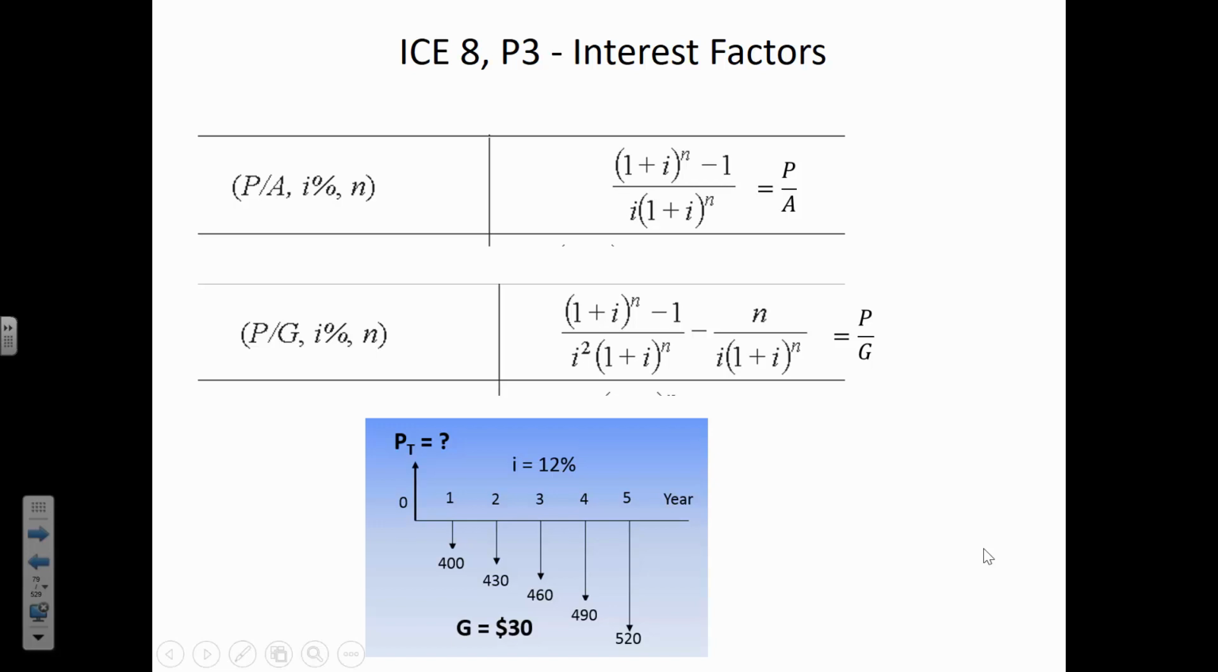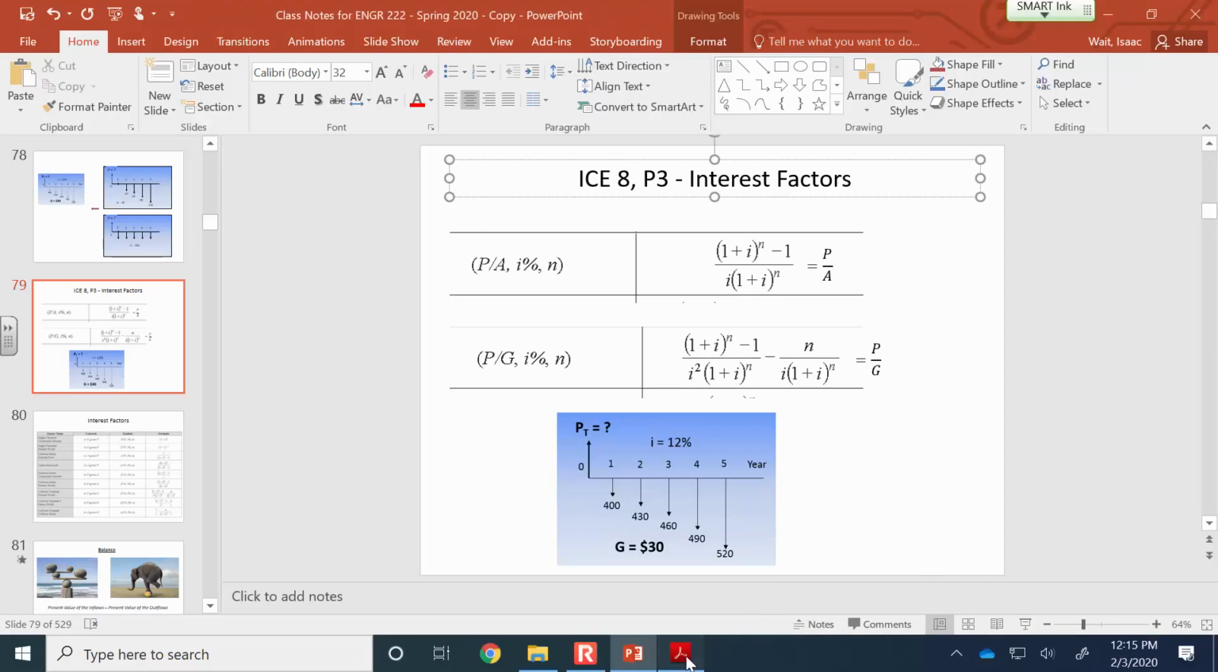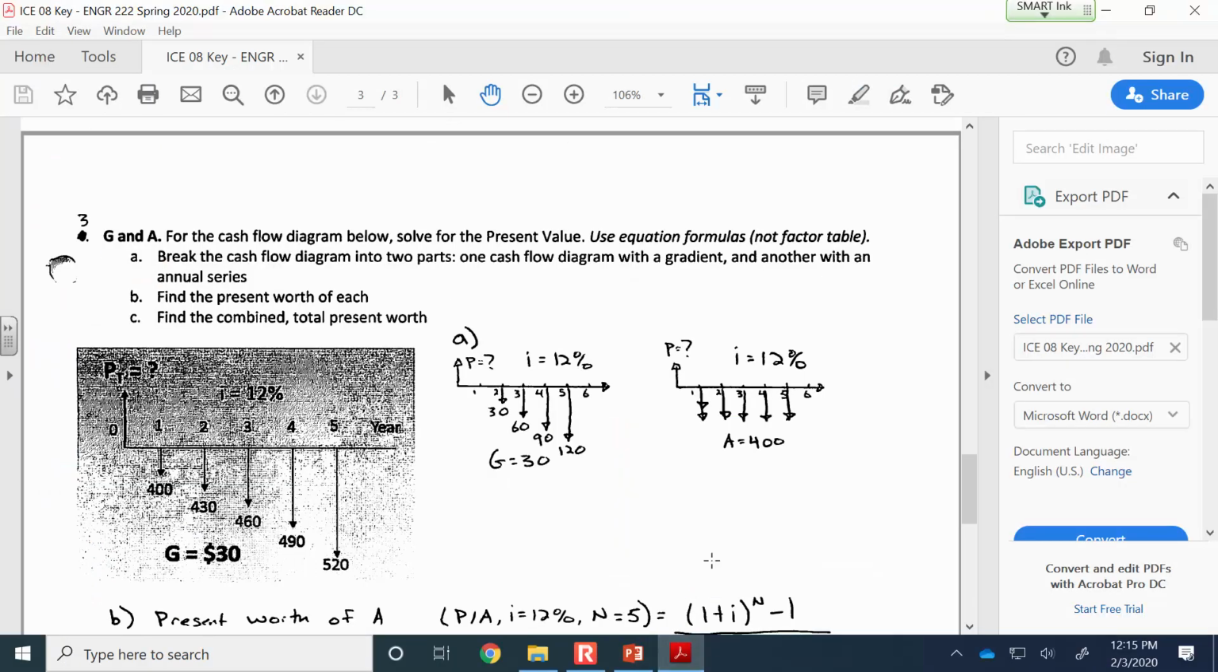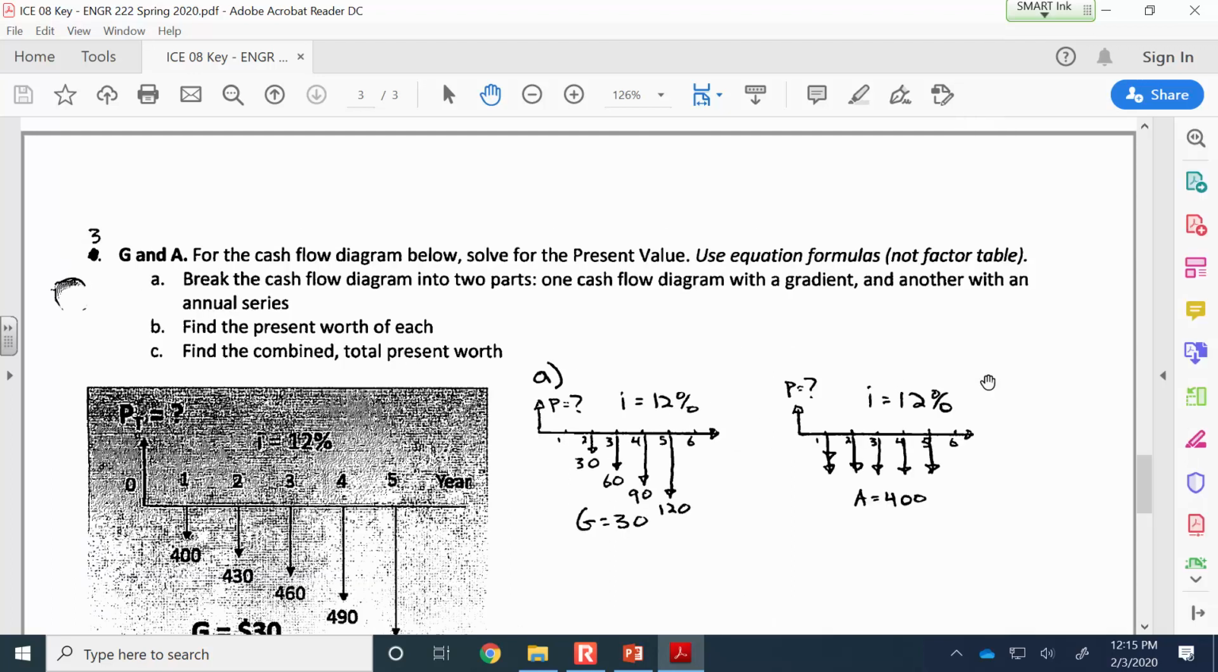Okay, so we have both an annual series and a gradient on the same figure. And the idea is we need to separate them out before we can find out the present value. And so what I'm illustrating here is the gradient part of it, where it goes 30, 60, 90, 120. We want to find the present value of that. And then we also want to find the present value of the annual series, which is a constant 400 each year.